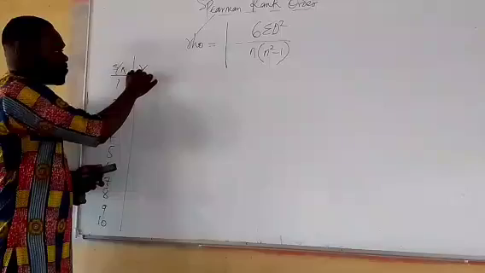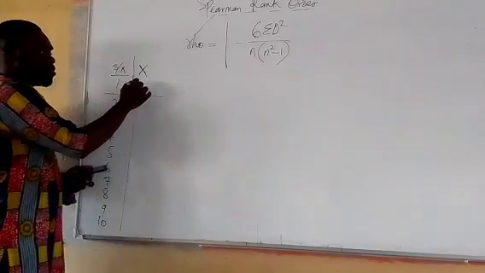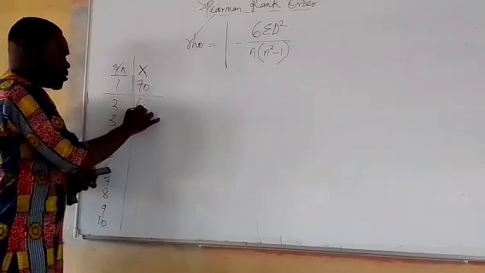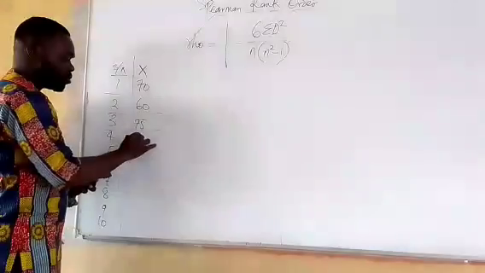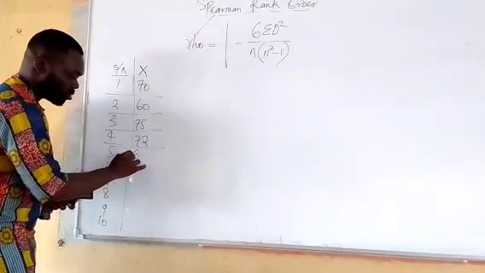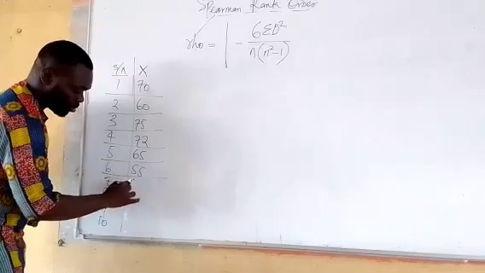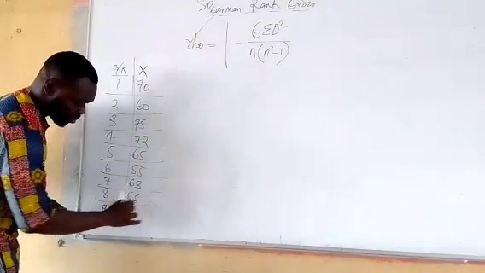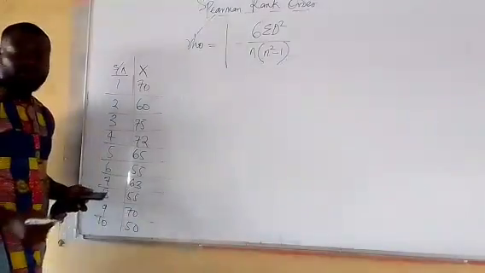Okay, so for the pre-test, what are their scores? 70, 60, 75, 72, 65, 55, 63, 55, 70, 50. Please take note, so let's be observing.